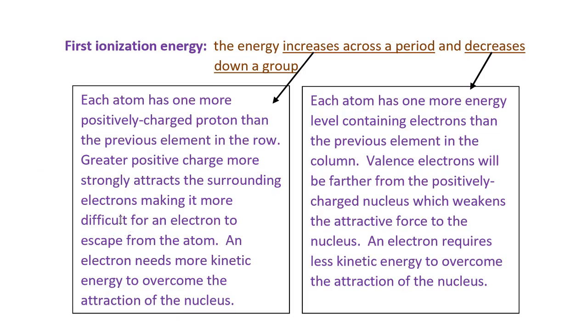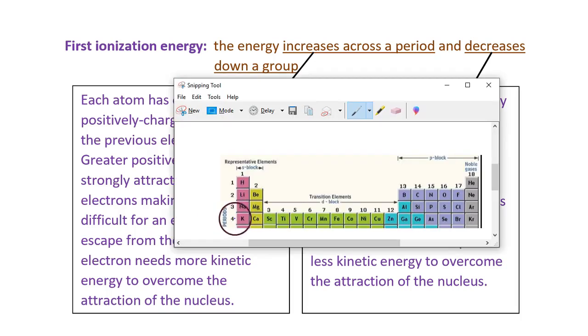And here are the trends for first ionization energy. The energy increases across a period and decreases down a group. Let's take a look at the periodic table again, and let's focus in on period 4. The trend is that the first ionization energy increases as you move to the right across that row. That means that potassium has the lowest first ionization energy of any element in period 4.